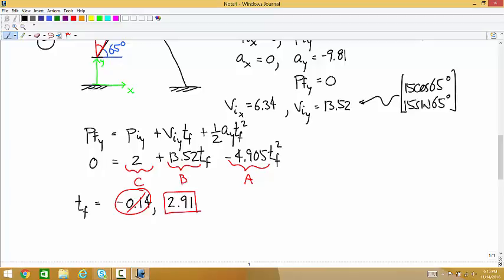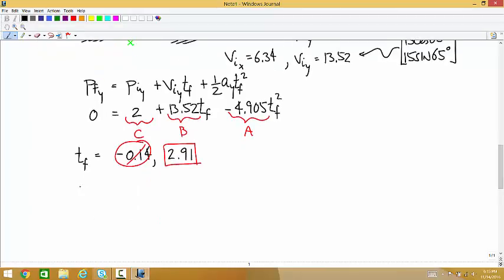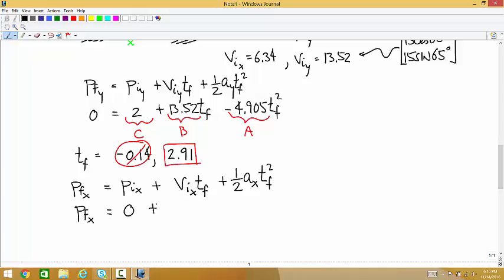And so now to figure out how far it travels horizontally, we'll just use the x equation. So PFX is equal to PIX plus VIX TF plus 1/2 AX TF squared. So PFX is equal to 0 plus 6.34 times 2.91, which is 18 something. What's the decimal? 18.45 meters.